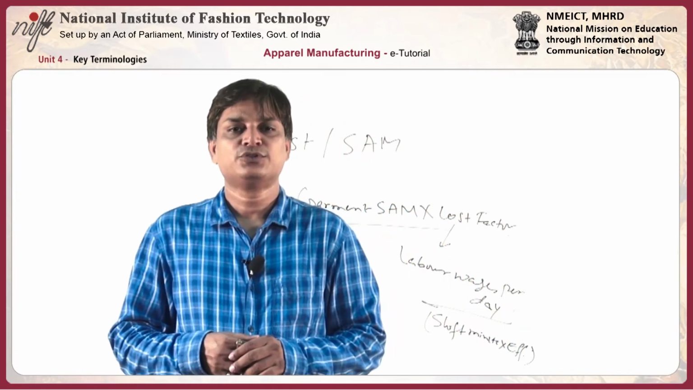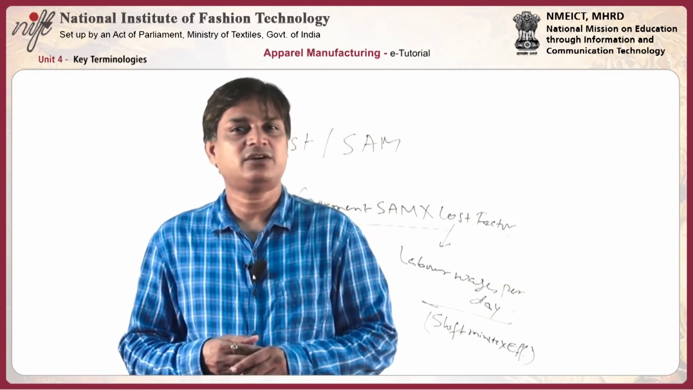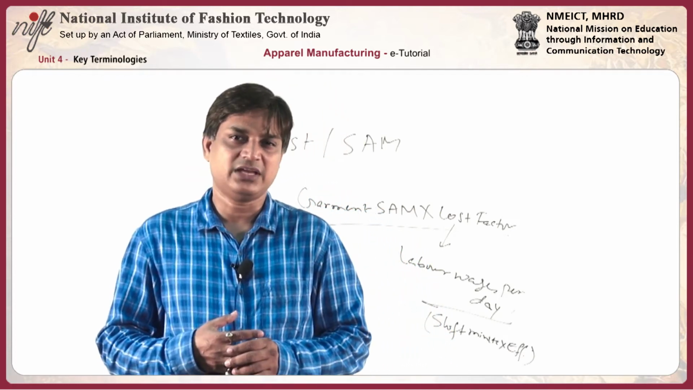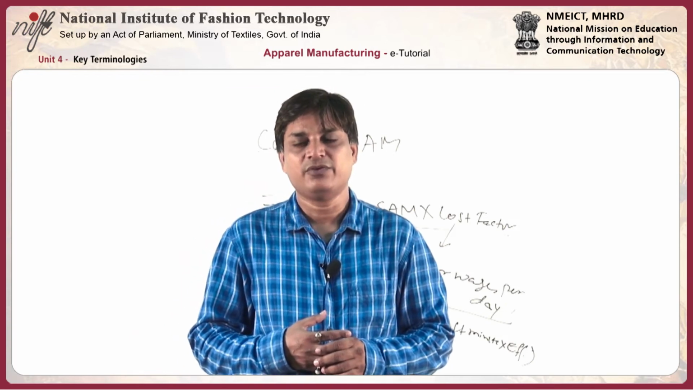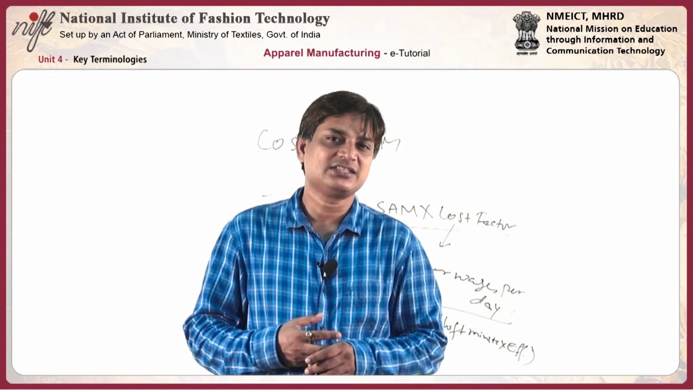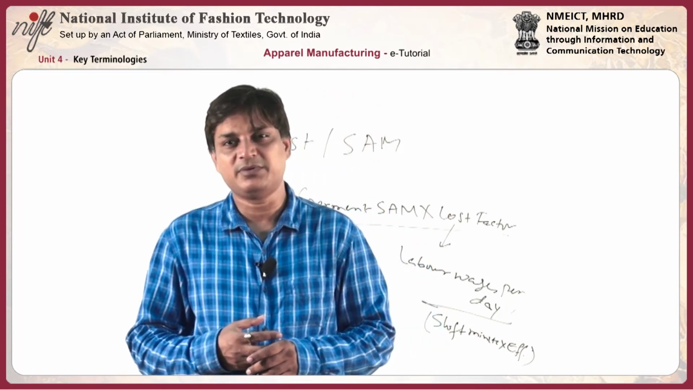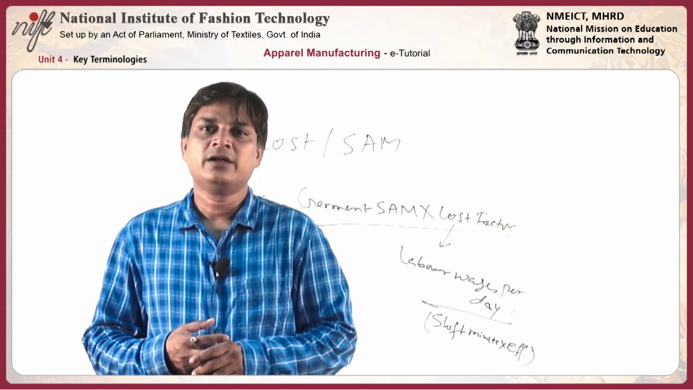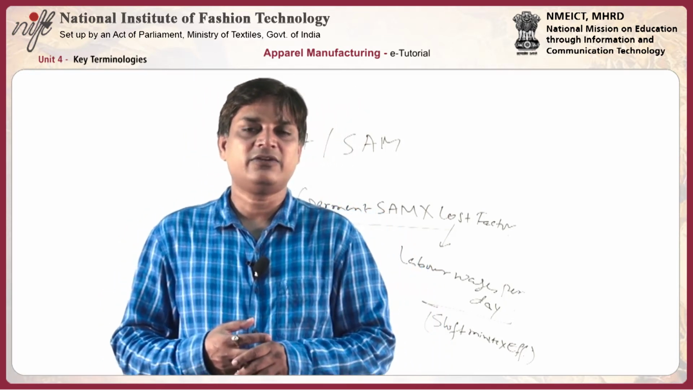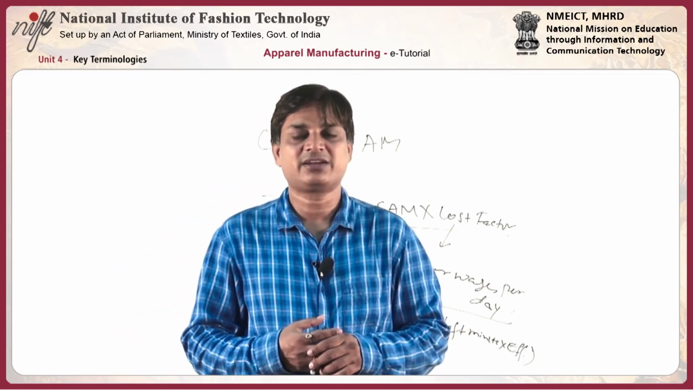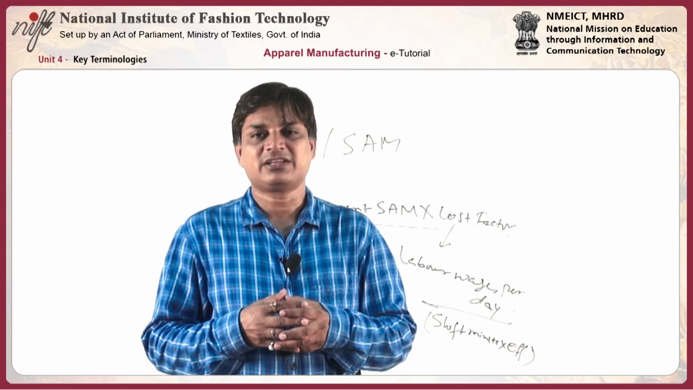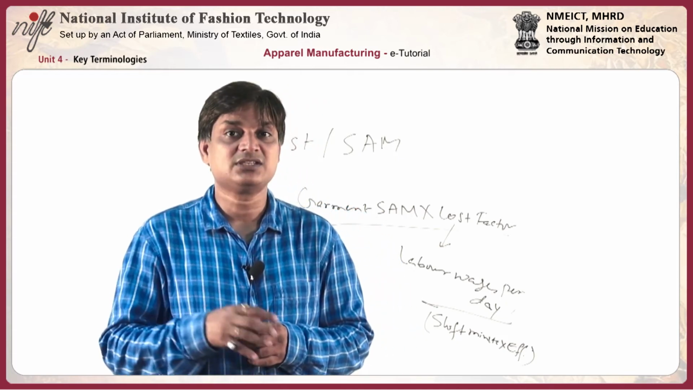So today we have discussed different terms and terminologies. We started with the SAM, then the clock time, efficiency, performance, capacity study, WIP, line balancing, and cost per SAM. These are very important factors in apparel manufacturing, which keep coming up. We have also discussed the different types of allowances.